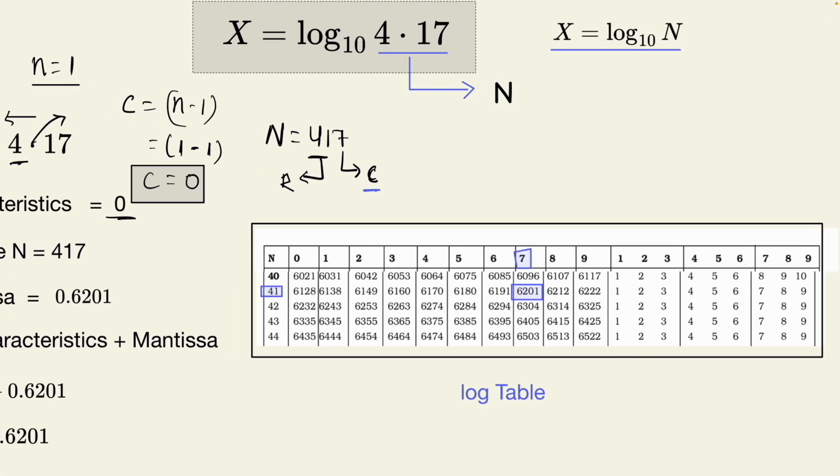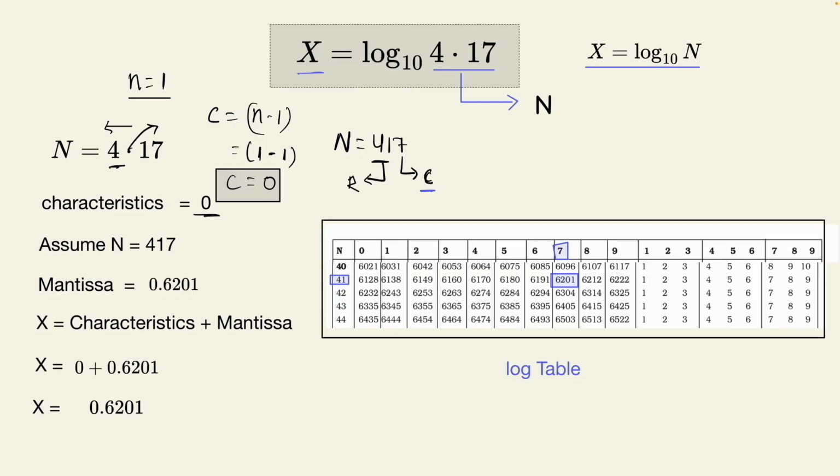So if we have to find the value of x, we have to combine the characteristic and the Mantissa. So x is equal to... the characteristic is how much? 0. And the Mantissa is 0.6201. So this value will be written in terms of decimals. So after combining, x is equal to 0.6201. So this is the value of log 10 to the power 4.17.